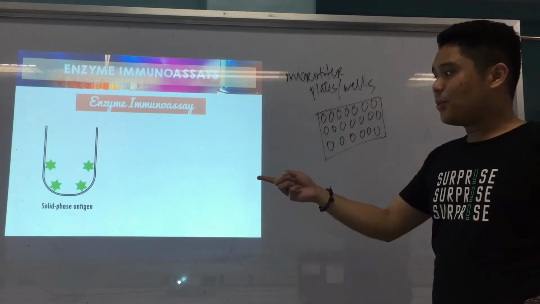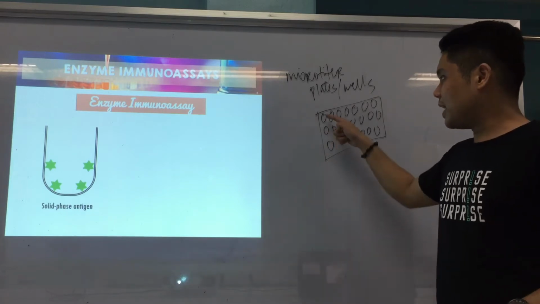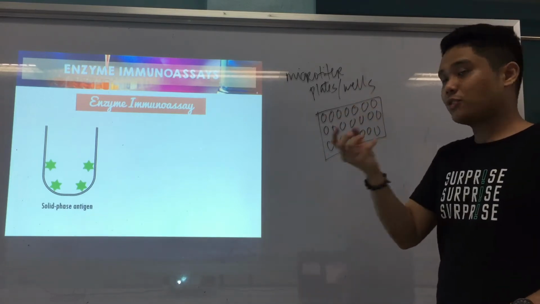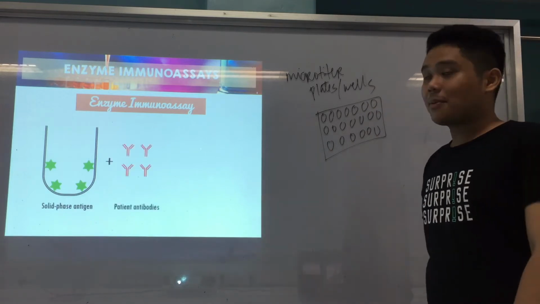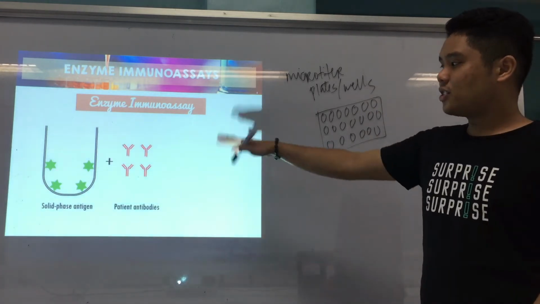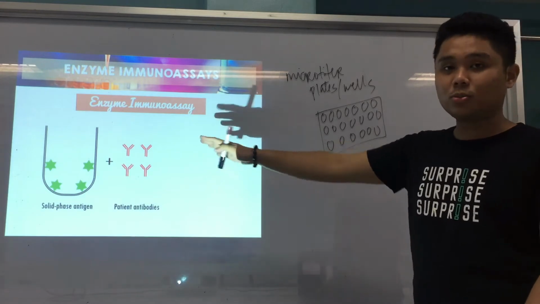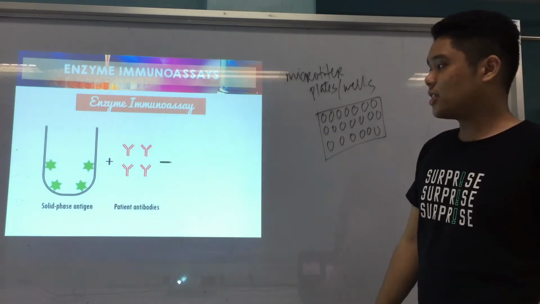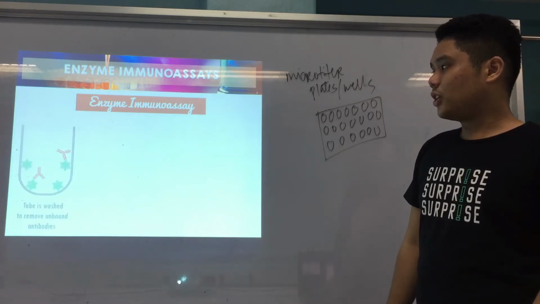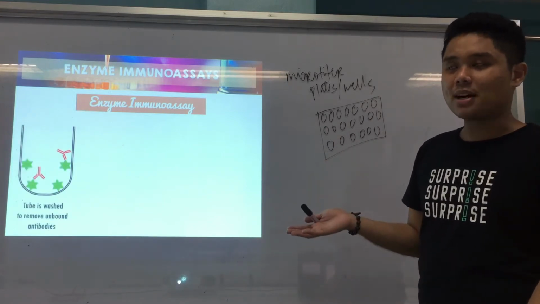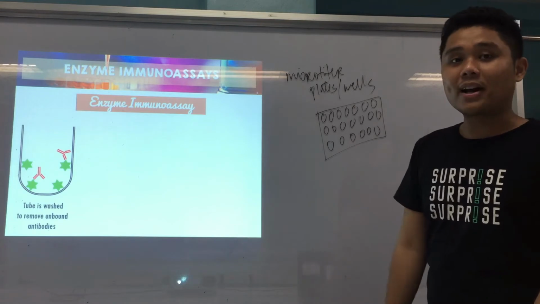So in this case, solid phase antigen means the antigens are attached on the surface of the wells, and you're detecting for patient antibody. Once you add the patient antibody or the serum to the wells or to the tube, of course, they will bind. Then you wash to remove the unbound antibodies. So there's already an antigen-antibody complex.